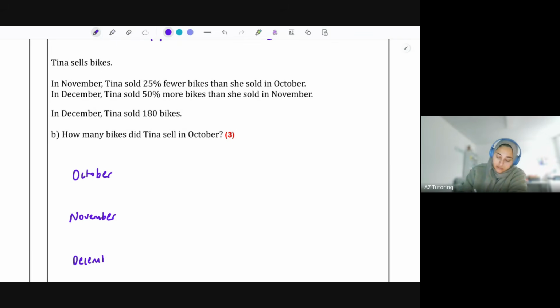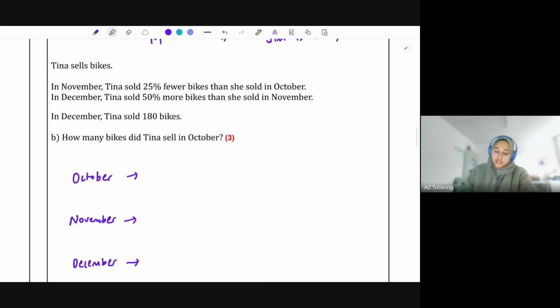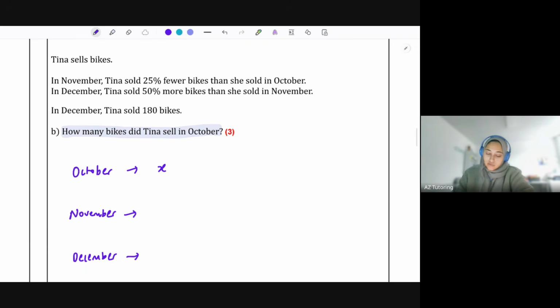So 3 different months. And there's some unknowns, again, just like how we had an unknown X above. So it's going to be similar to here. So we want to know how many bikes did she sell in October. So this is what we do not know. So I'm going to call that X. So X is the number of bikes that she sold in October that I've got no idea what it is. That's what I'm trying to find. Let's look at all the information.